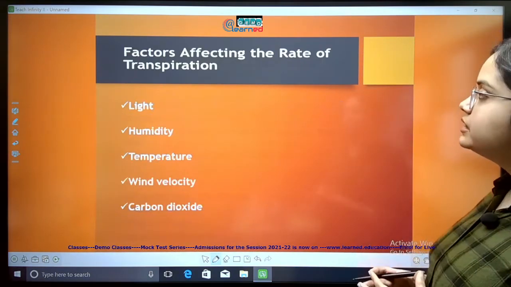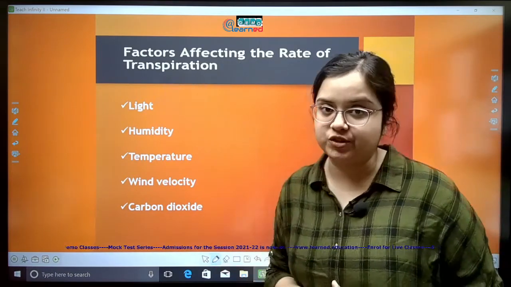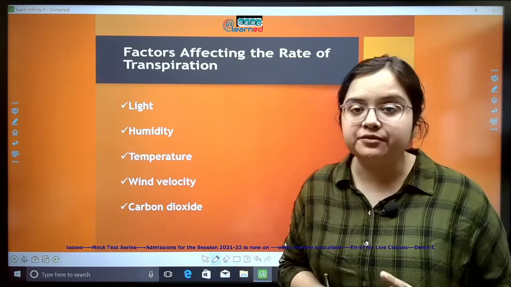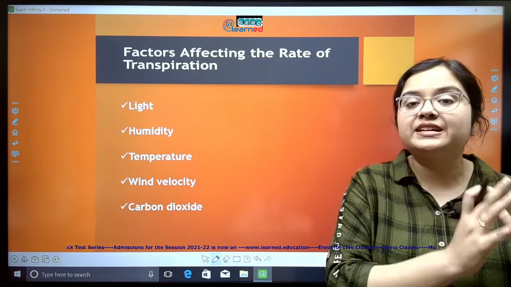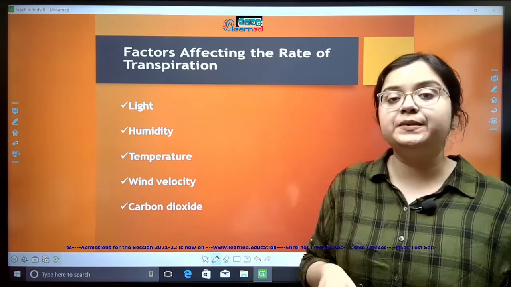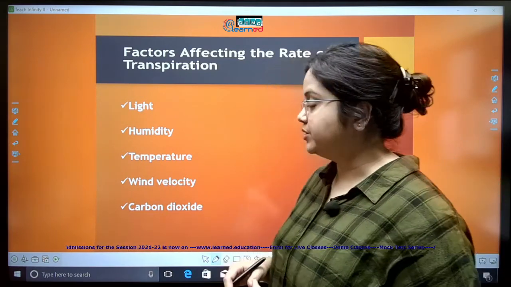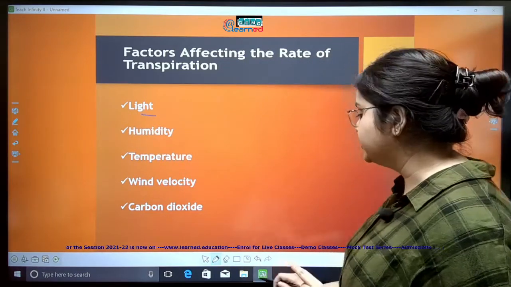In the third slide, we come across the factors which are affecting transpiration. So, you know, this is a biological phenomenon. In these kinds of phenomena, there are always some external environmental factors which can enhance or diminish the rate of transpiration. The first such factor, and perhaps the most important factor, is light.